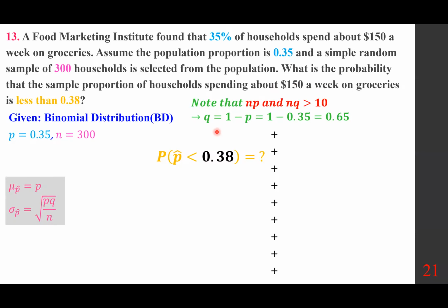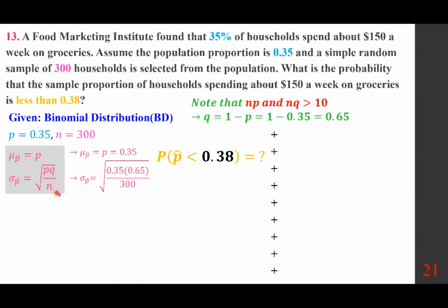Also, we know mu of p hat is p, sigma of p hat is the square root of pq over n. You can go back to your formula sheet. Therefore, mu of p hat equals p, or 0.35. And sigma of p hat is the square root of 0.35 times 0.65 divided by 300.